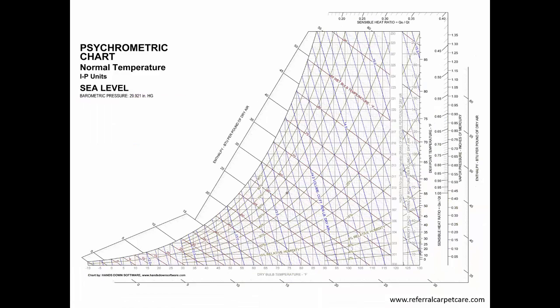101 kilopascals. You can find psychrometric charts with different unit systems. As you can see on this slide, this chart is again for sea level at a barometric pressure of 29.9 inches of mercury, and the chart is presented with imperial units or British units.